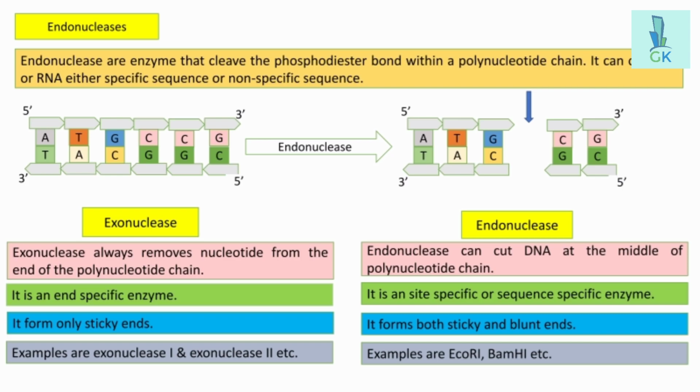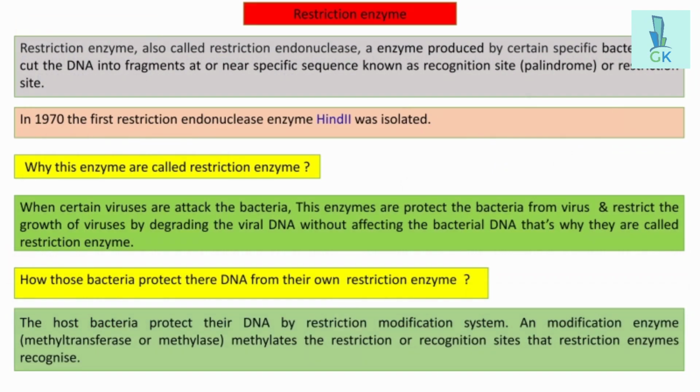Endonucleases are site specific or sequence specific. It means these enzymes cut DNA at some sites or sequences. Third, exonuclease can form sticky ends and endonuclease can form both sticky and blunt ends. What is a sticky end and what is a blunt end will come later. Examples of exonucleases are exonuclease 1, exonuclease 2, and examples of endonucleases are EcoR1, BamH1.